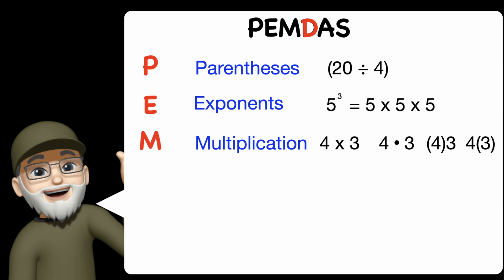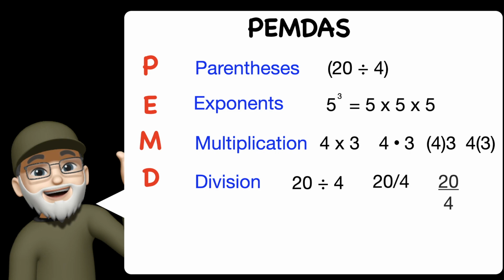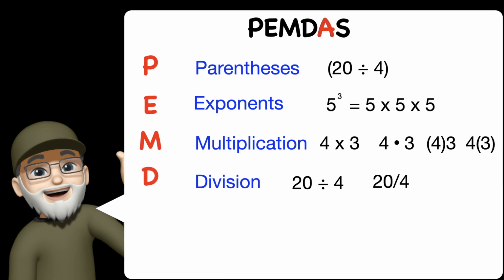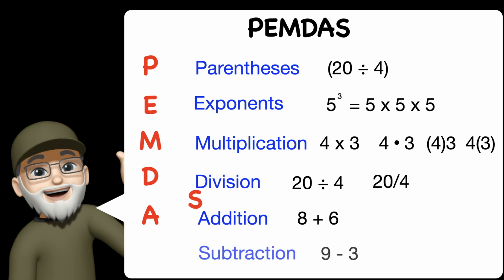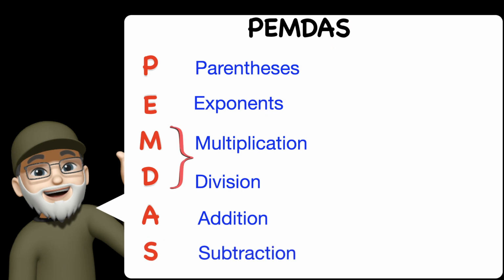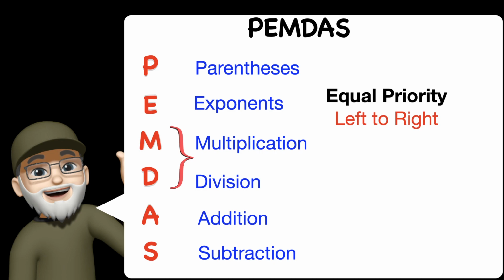The D in PEMDAS stands for division. For example, 20 divided by 4, that could also be shown with your fraction bars in different ways. The A in PEMDAS stands for addition, and the S stands for subtraction. Remember that multiplication and division have equal priority, and we work from left to right.